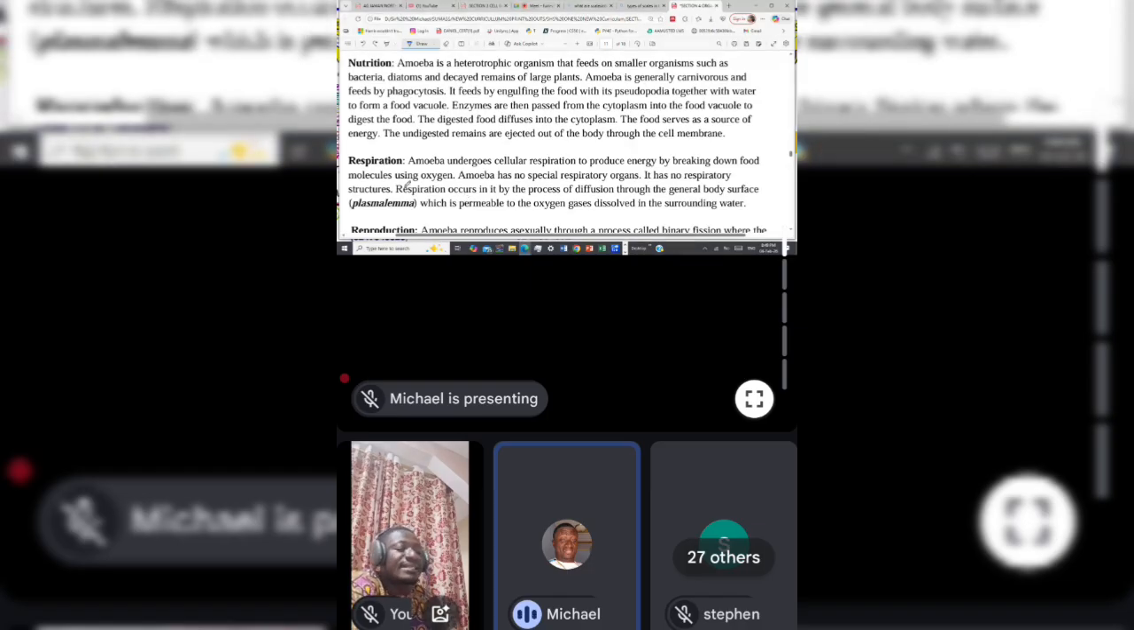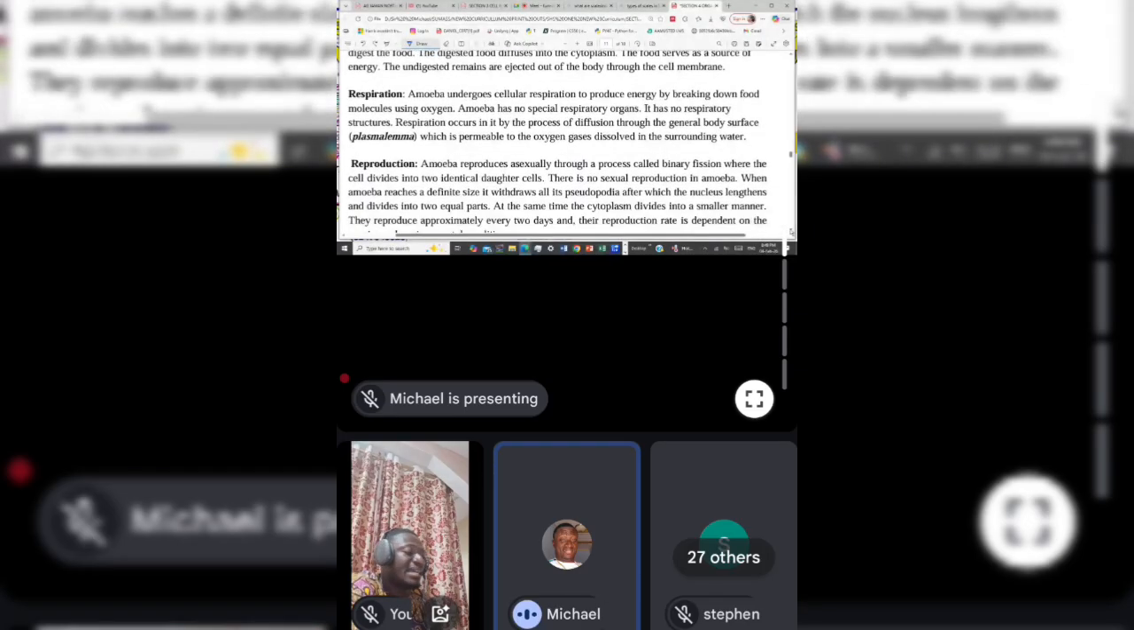It has no special respiratory organs like we have the nose, the nostrils, the alveoli and the rest. For it, it is just the cell membrane: oxygen gets in, carbon dioxide gets out. That is all. So it diffuses through its general body surface, and we call that the plasmalemma. So the plasma membrane, the general body surface, is called the plasmalemma. That is like the cell membrane, the same thing, which is permeable to gases. So oxygen will enter, carbon dioxide will come out. That is how simple diffusion works. So there's nothing serious over there.